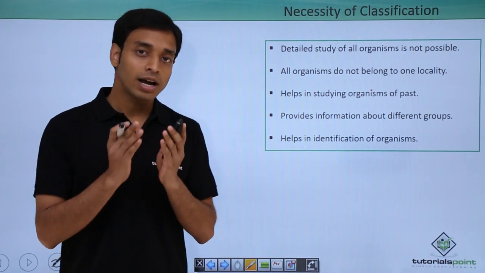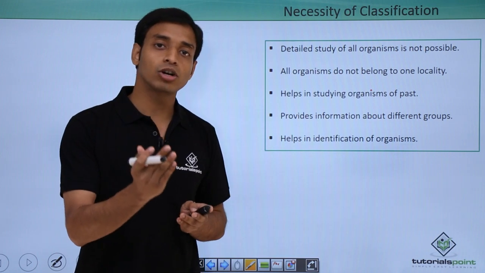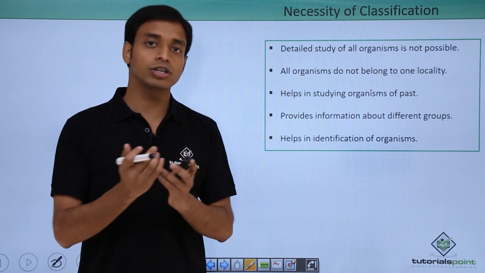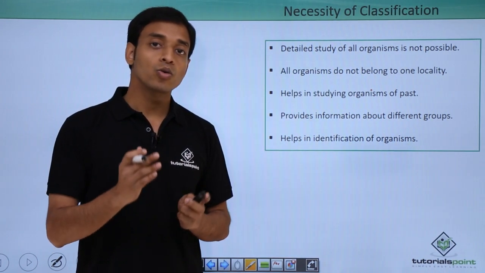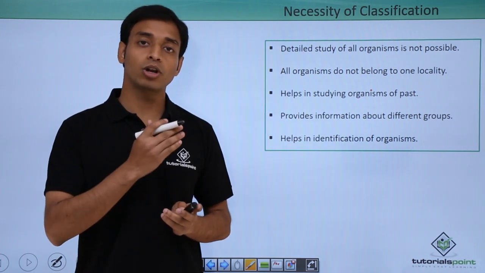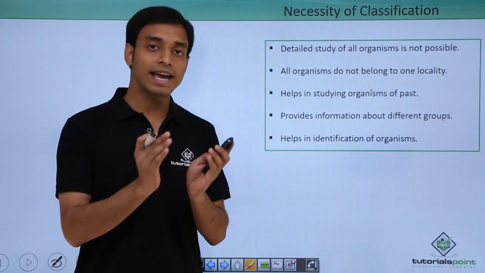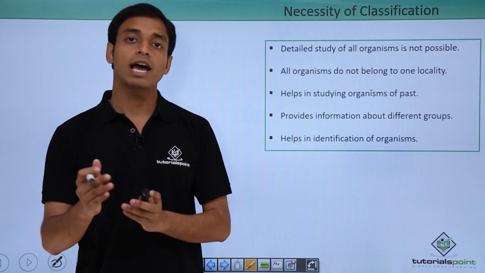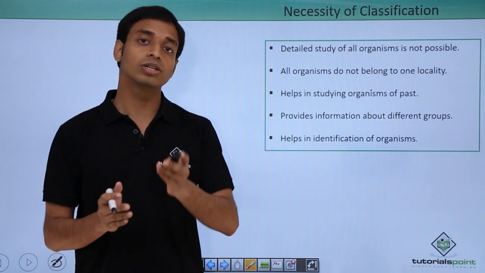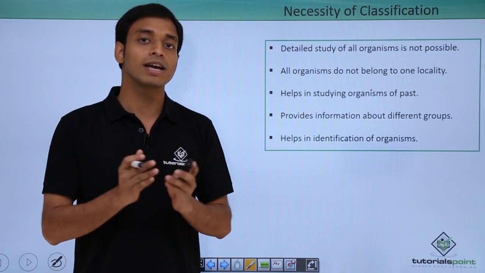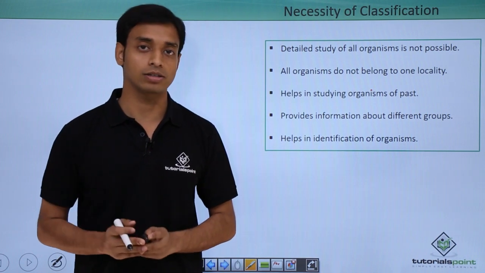For example, if we try to study a particular organism and we get sufficient information about that. Now, instead of studying organisms belonging to the same group, we can get enough or sufficient information about the organisms which belong to the same group. So, we do not have to study each and every organism.